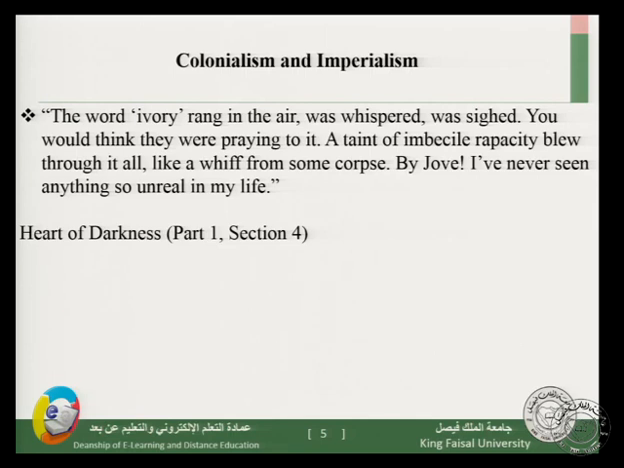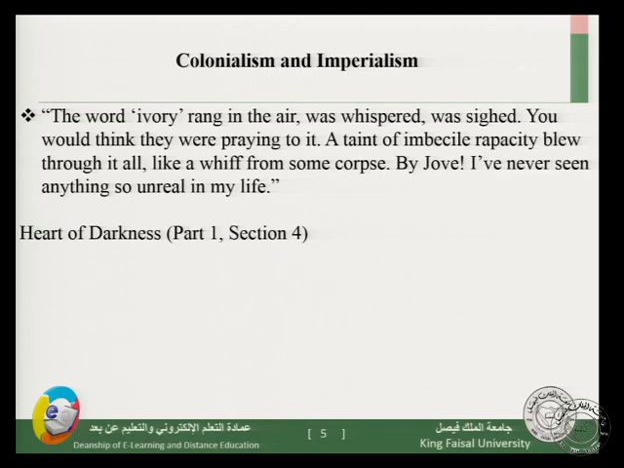So he says the word ivory rang in the air, was whispered, was sighed. You would think they were praying to it. A taint of imbecile rapacity blew through it all, like a whiff from some corpse. By Jove, I've never seen anything so unreal in my life.